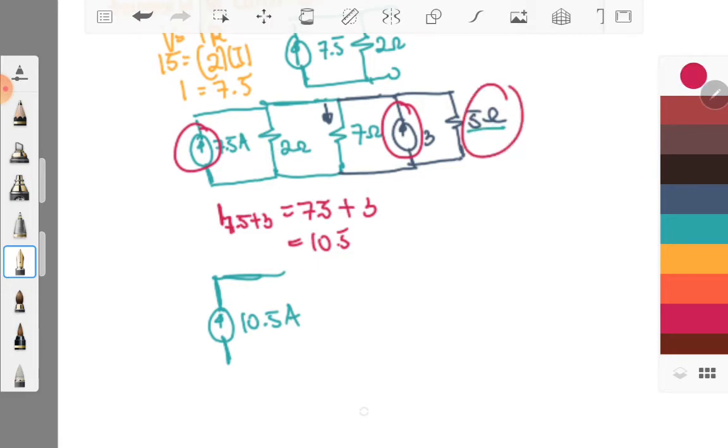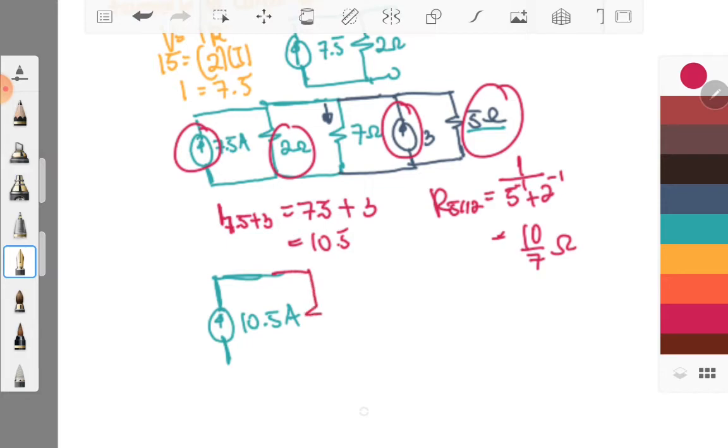and 2 ohms. So R of 5 in parallel to 2, so we have 1 all over 5 raised to negative 1 plus 2 raised to negative 1, so we have 10 over 7. Okay, so we have a 10/7 resistor in parallel with your 7 ohm and your IO.